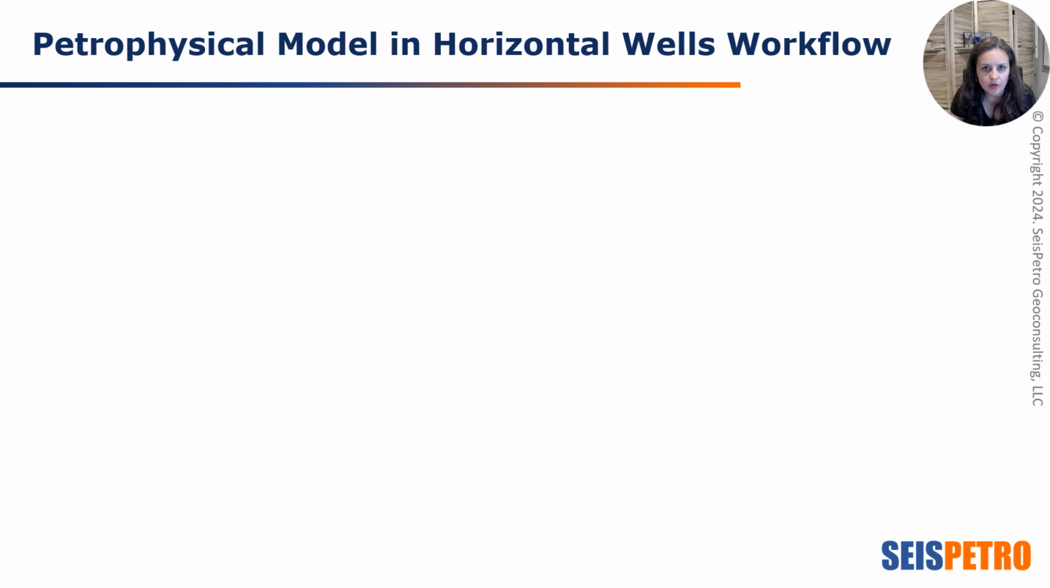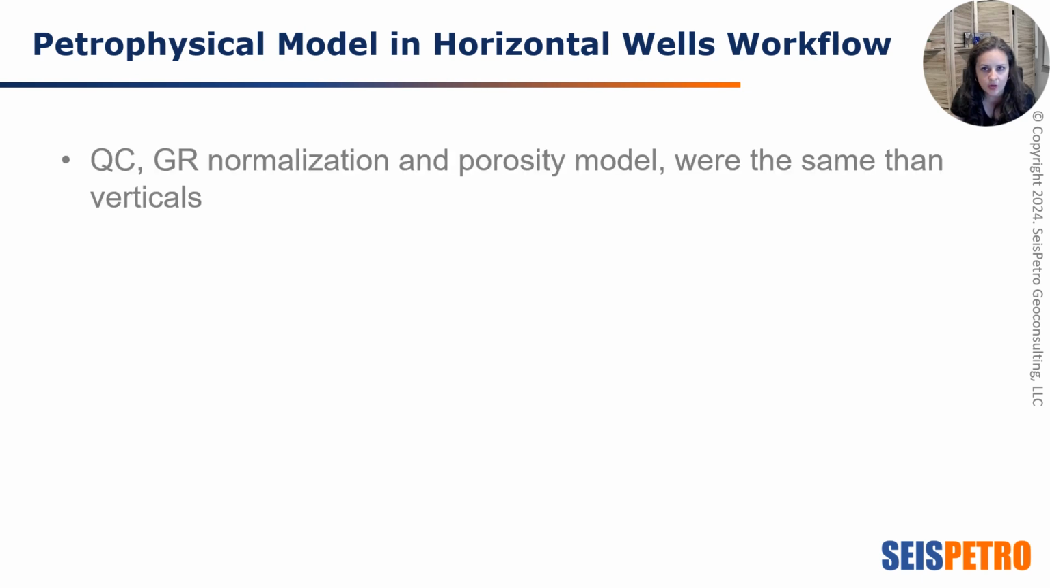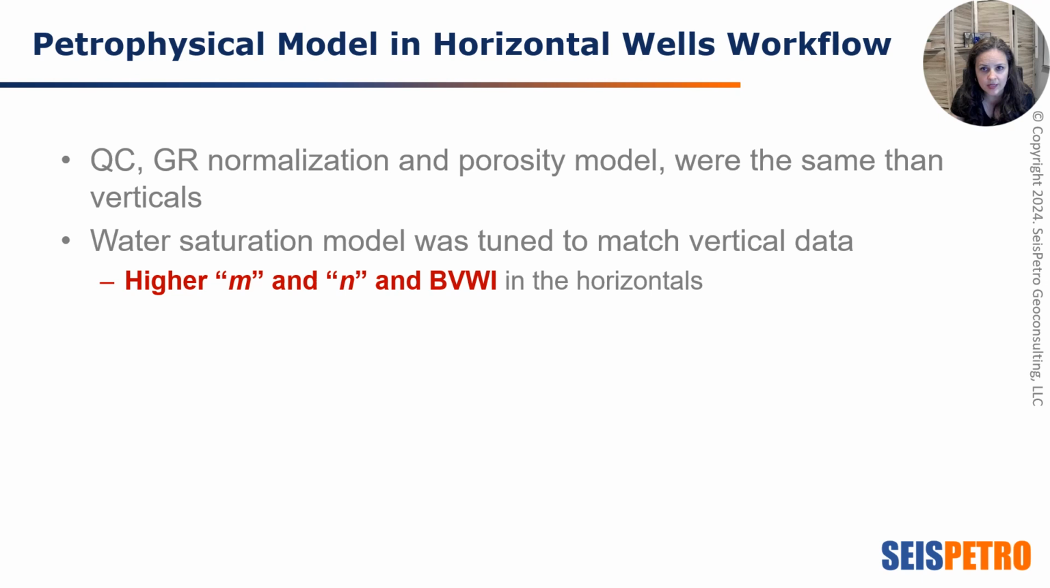As a general workflow, the first pass of the model included the QC of the data, the gamma ray normalization, and the calculation of the porosity model. Because of the limited depth of investigation of porosity tools, the same model used in the vertical wells was valid also for the horizontal wells. However, the water saturation model needed to be tuned to be consistent with the vertical well model. The inconsistency between the two models is due to the nature of the resistivity log, which is highly sensitive to the geometry of the measurement.